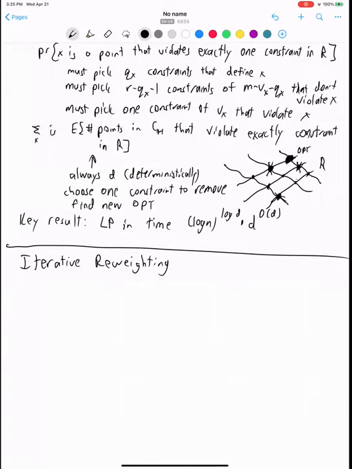So iterative reweighting is a really interesting and powerful idea, which has now shown up in machine learning under the name multiplicative updates.